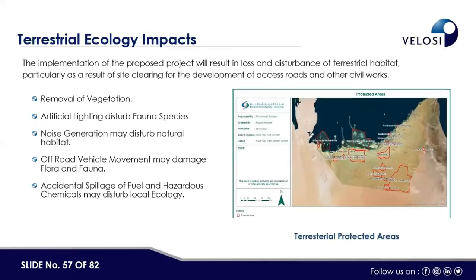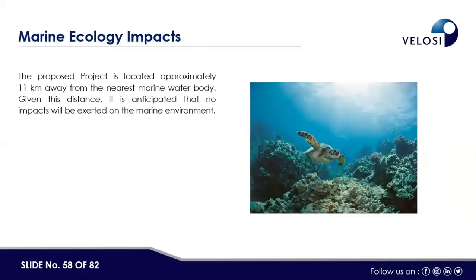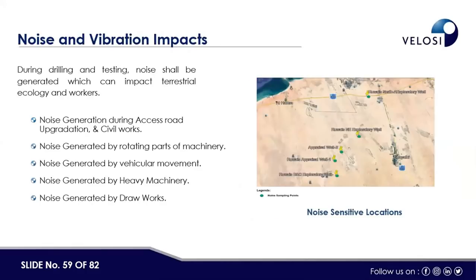Then the terrestrial ecology. In this project, removal of vegetation, artificial lighting disturbing fauna species, and noise generation may disturb natural habitat. There is also the chance that off-road vehicle movement may damage flora or fauna, and accidental spillage of fuel and hazardous chemicals may disturb the local ecology. Then marine ecology. The project is very far from the marine environment. Therefore, no impact can arise on the marine ecology.